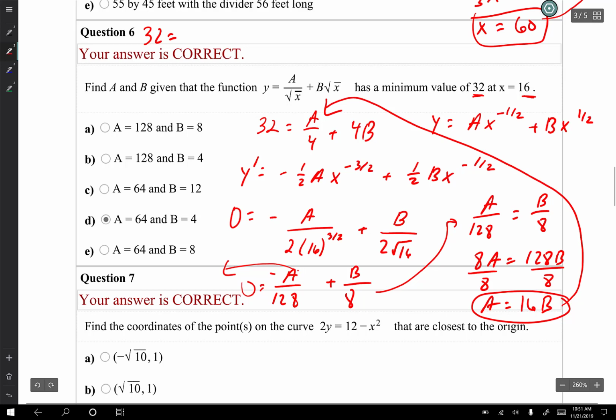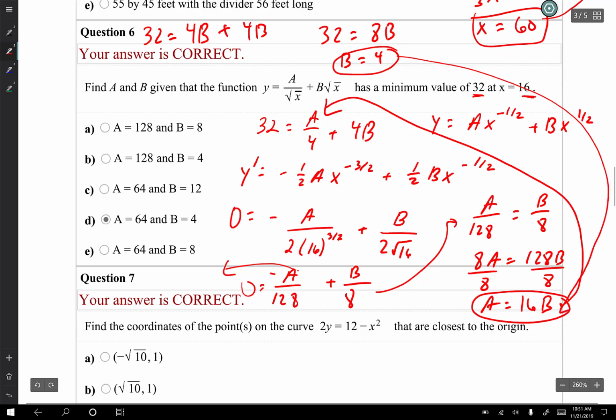32 equals, let's see, a is 16b. 16 divided by 4 is 4, so 4b. And I don't see any errors so far. 4b plus, and that already says 4b there. So I have 32 equals 8b. Divide by 8, divide by 8. 32 divided by 8 is 4, so b equals 4. Once you have what b equals, you can get a really quick by just plugging it in right there. 16 times 4 is 64, so a is 64.